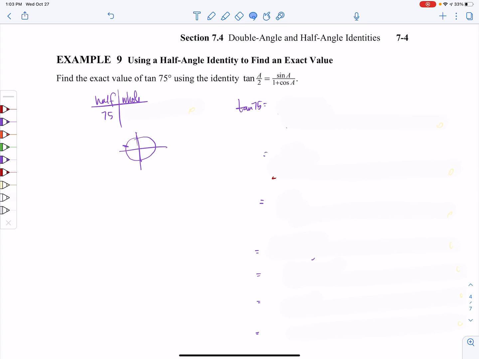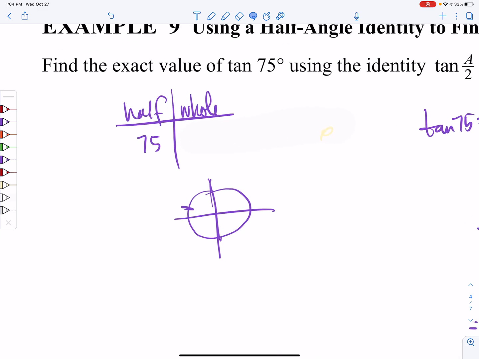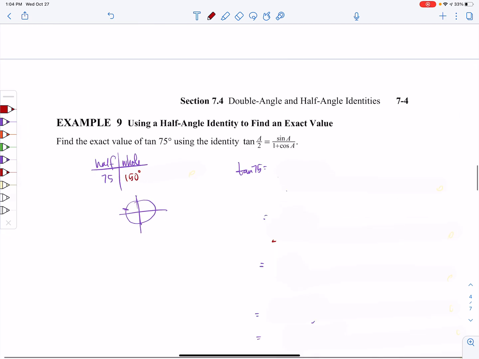This says to find the exact value of tangent 75 using a specific half angle identity. We're going to be using the tangent of the half angle is equal to the sine of the whole angle over 1 plus cosine of the whole angle. The first thing I need to know is, if 75 is my half angle, then my whole angle is going to be 150. Then we'll write out our formula, only this time we'll use 150 for the whole angle.